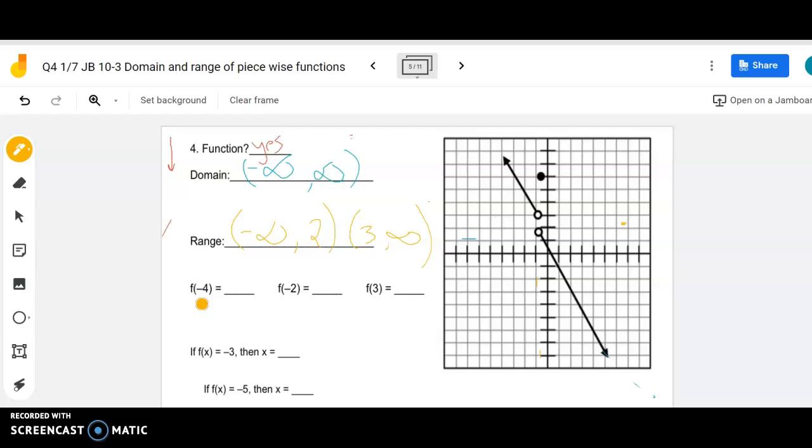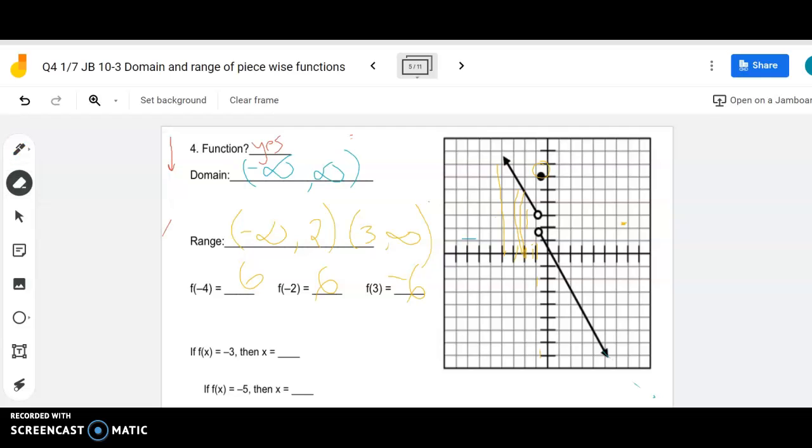of negative 4, 1, 2, 3, 4, I go up, and it would be 6. F of negative 2, I go up. Remember that the graph on the Jamboard is off. So it would actually hit this dot right here, which is also 6, and messes it up. And here is negative 6.